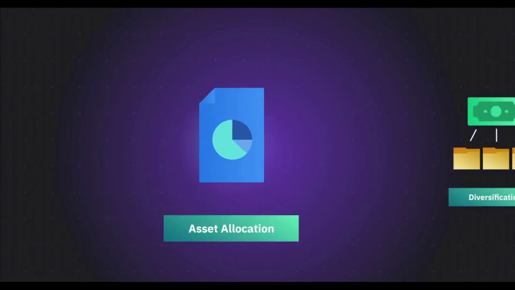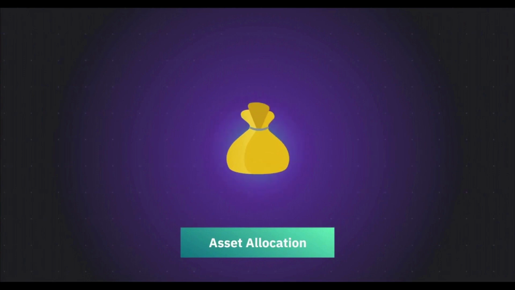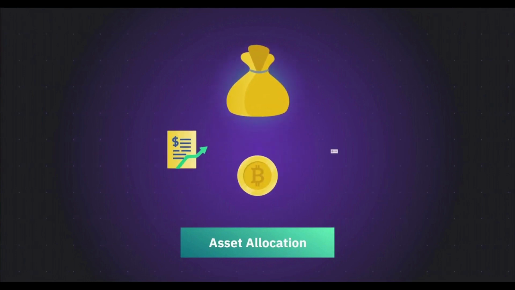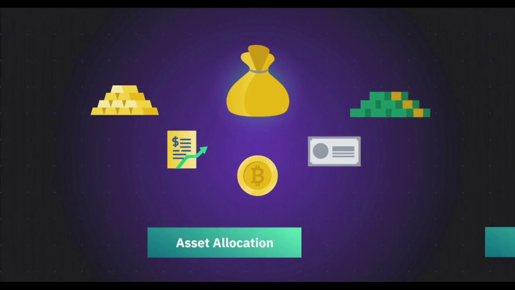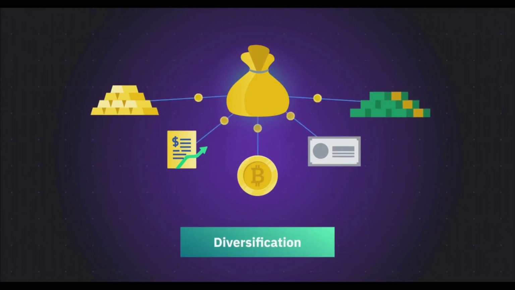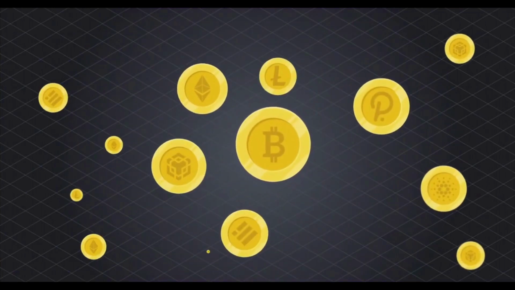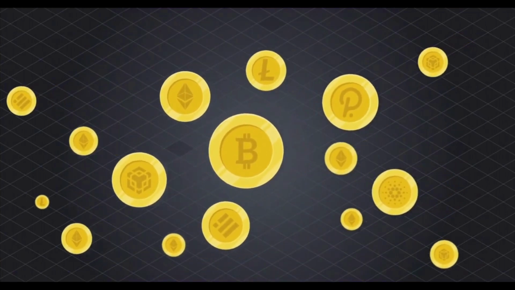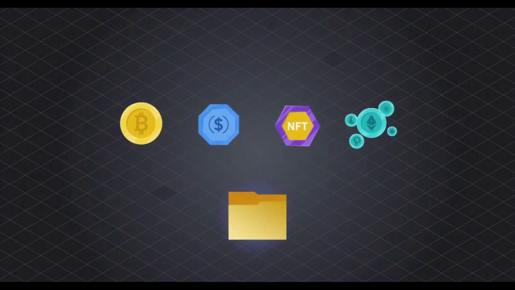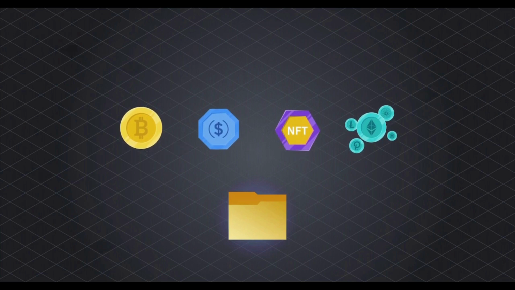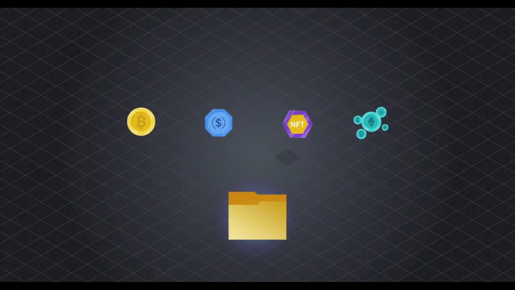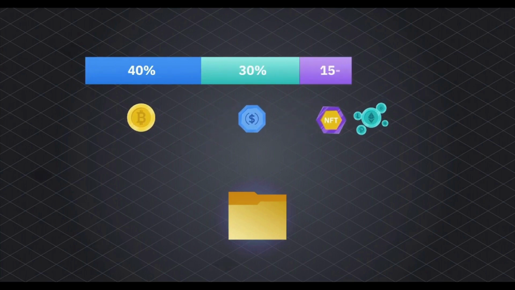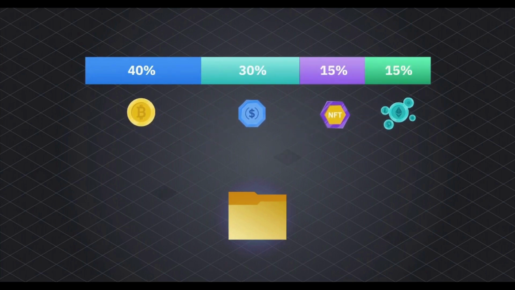Asset allocation refers to investing in different asset classes, such as cryptocurrencies, stocks, bonds, precious metals, and cash. Diversification relates to the distribution of your investment funds across different assets or sectors. Technically, cryptocurrencies are a single asset class, but in a cryptocurrency portfolio, you can diversify across products, coins, and tokens that present different goals and use cases. For example, one way to allocate a portfolio could be 40% Bitcoins, 30% stablecoins, 15% NFTs, and 15% altcoins.